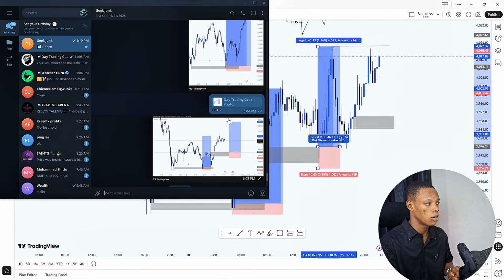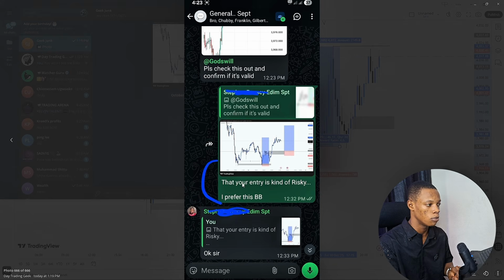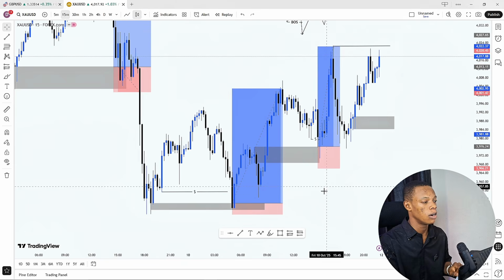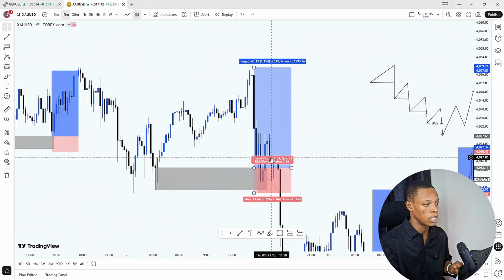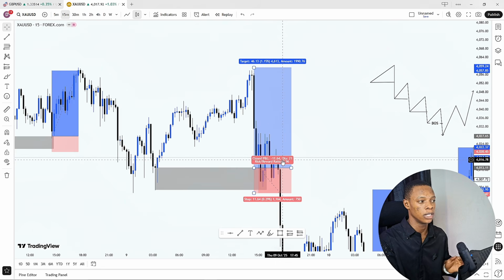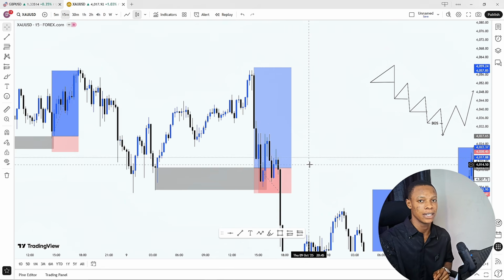Now, if you watch, this second trade was dropped in this very group where I said, that's your entry. It's kind of risky. I prefer the BB. Now, these are other trades I took. This is a buy I tried taking. This buy went against me, because the strategy does not work 100% of the time. So this very one did not go as I was expecting.